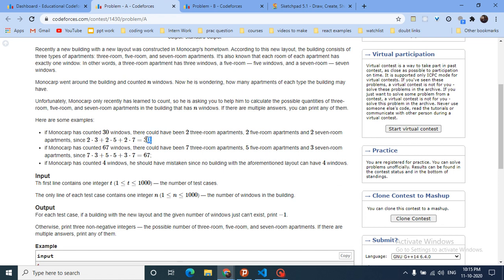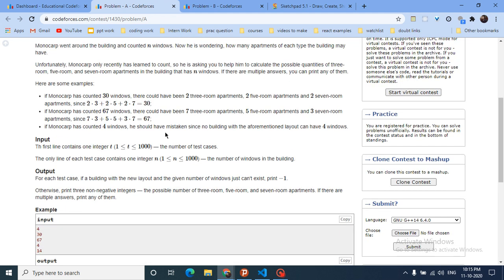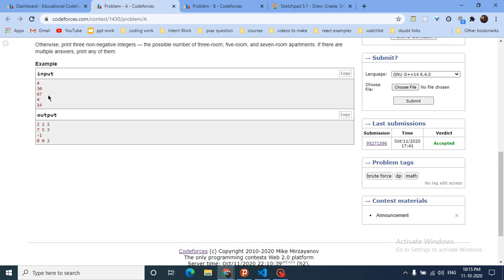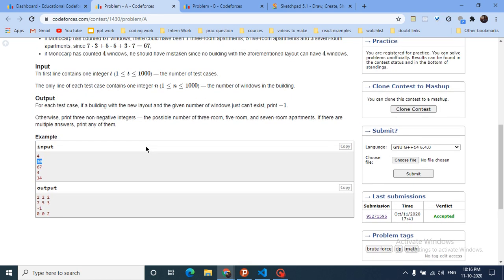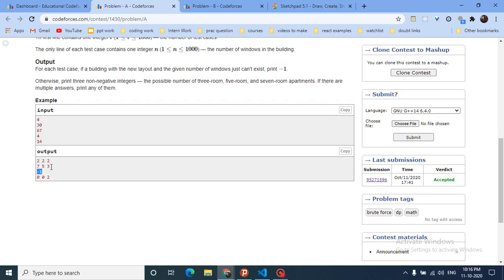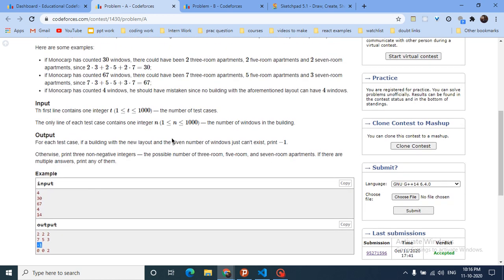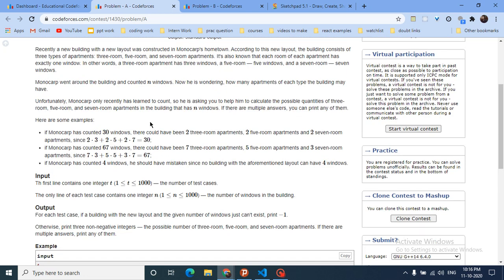So the total is 30. That's how they are telling you to output the number of apartments of each type. This is the first type of apartment which has 3 windows, the second type which has 5 windows, and the third type which has 7 windows. If you do the summation of all the windows in all these types of apartments, then the answer is 30. If there's a possible answer, you have to output the number of apartments, else you have to output -1, meaning this n, the total number of windows, is not possible.